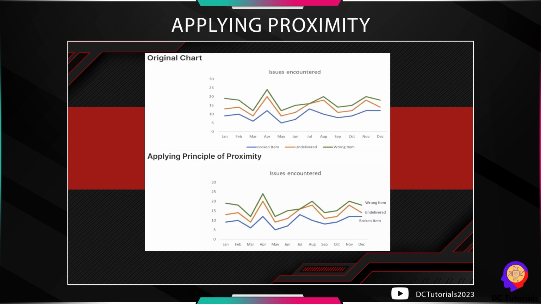Now going back to our original chart, if we apply the principle of proximity here, we can move the legends closer to the chart itself so that it will be easy to identify which is for which. It will save time to consume this chart if the labels are closer to the actual lines or bars.